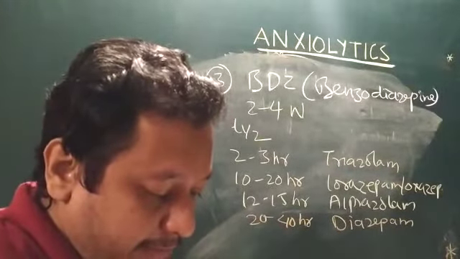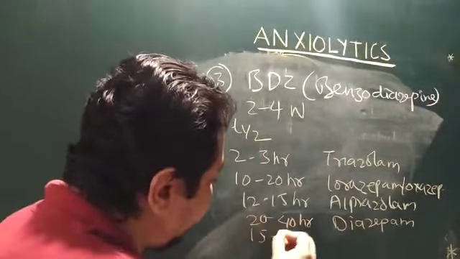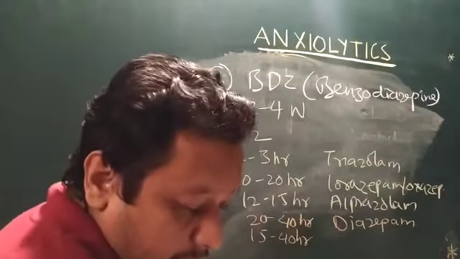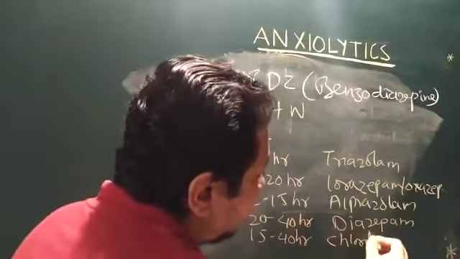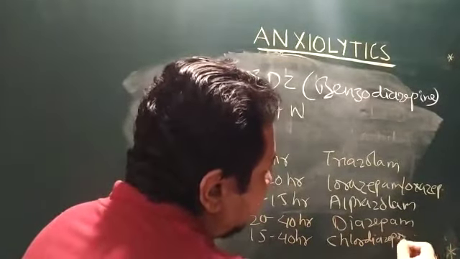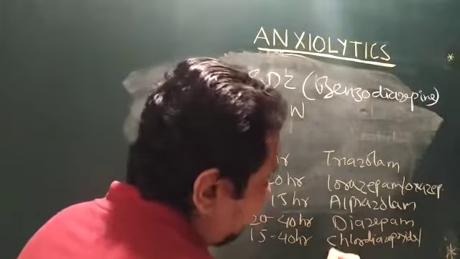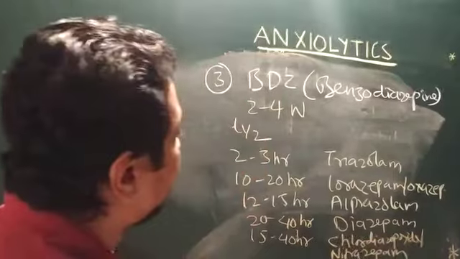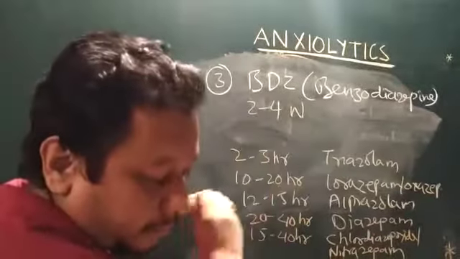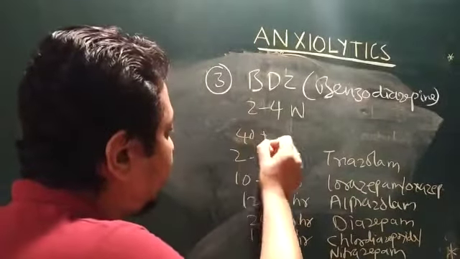Then 15 to 40 hours, we have chlordiazepoxide and nitrazepam. Then you have the highest half-life, 40 to 100 hours.